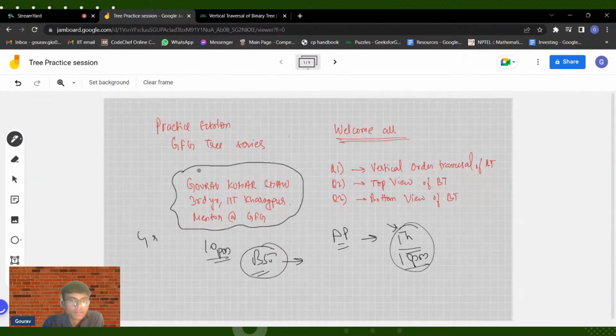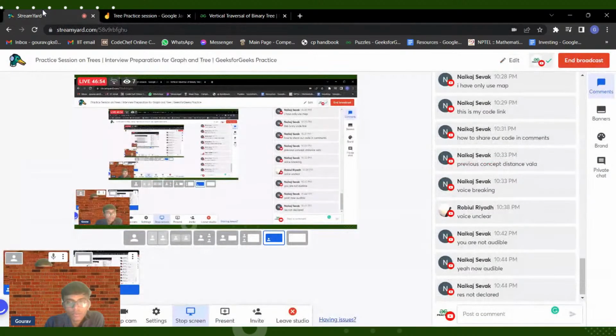Today was a practice session, and we discussed three important problems. The first was vertical order traversal, and the second and third problems were easier versions of the first problem, which took a similar concept but in a much easier manner. So this was about today.